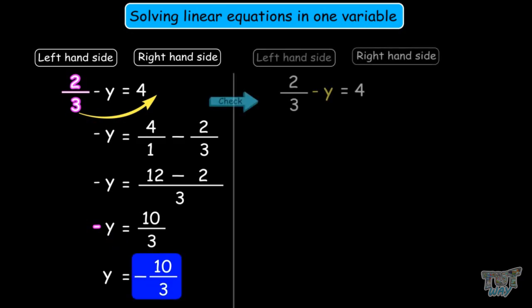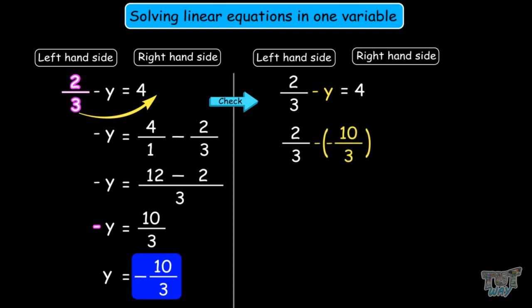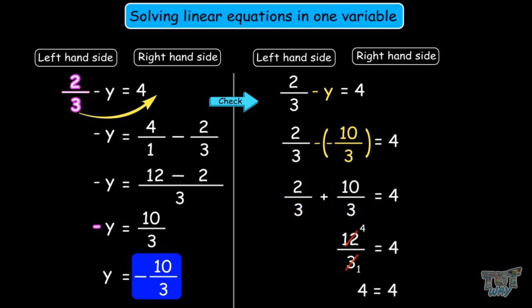Now let's check our answer by plugging in the value of y into our equation. So we can write 2 by 3 minus 10 over 3 is equal to 4. Minus minus becomes a plus, so it will be 2 by 3 plus 10 by 3 equals 4, and 2 by 3 plus 10 by 3 is equal to 12 by 3 equals 4. And 12 by 3 is 4, so our answer is correct.